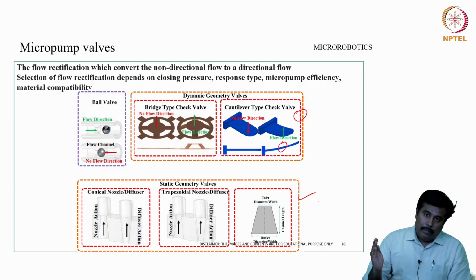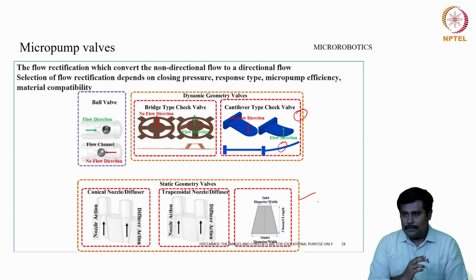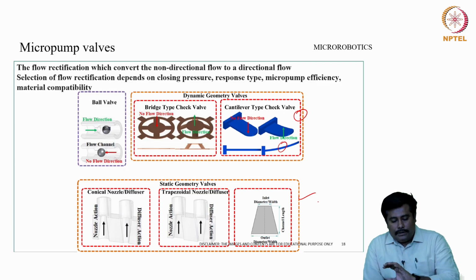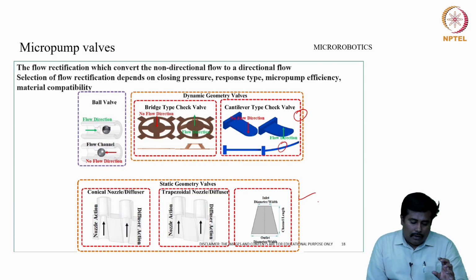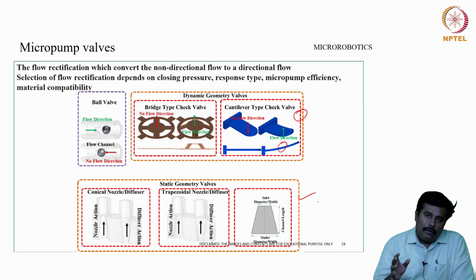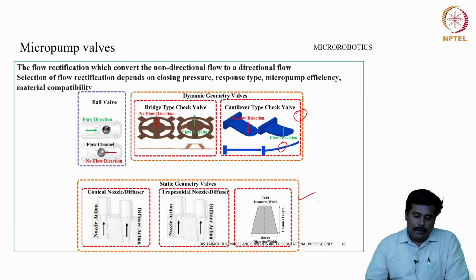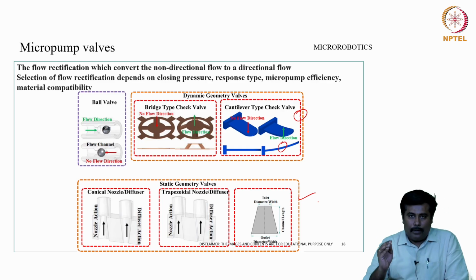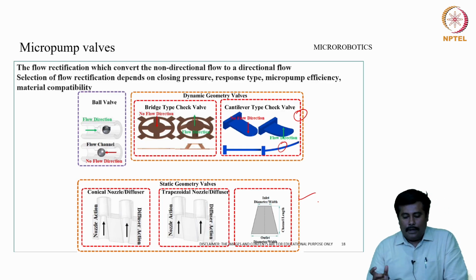Or by giving a different pressure difference, appropriately we can have a control over the flow. Now, these kinds of geometric valves are basically classified based on the configuration or the type of the geometry. Based on the type of geometry, we have a conical nozzle or a diffuser, so the nozzle action and the diffuser action will work. Between the nozzle action and the diffusion action, appropriately the flow moves.